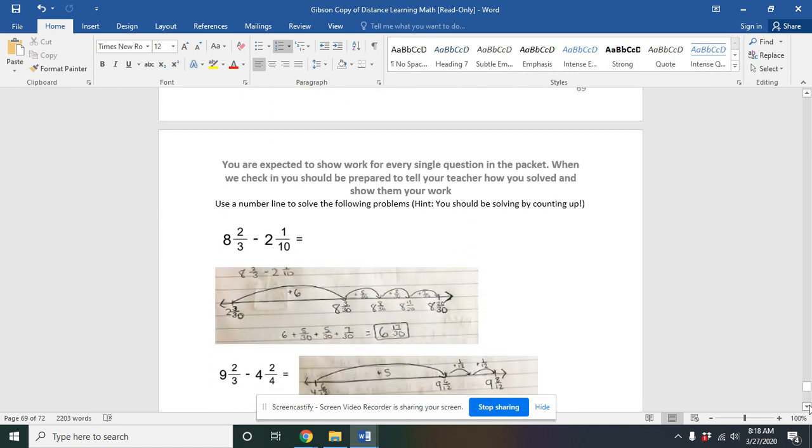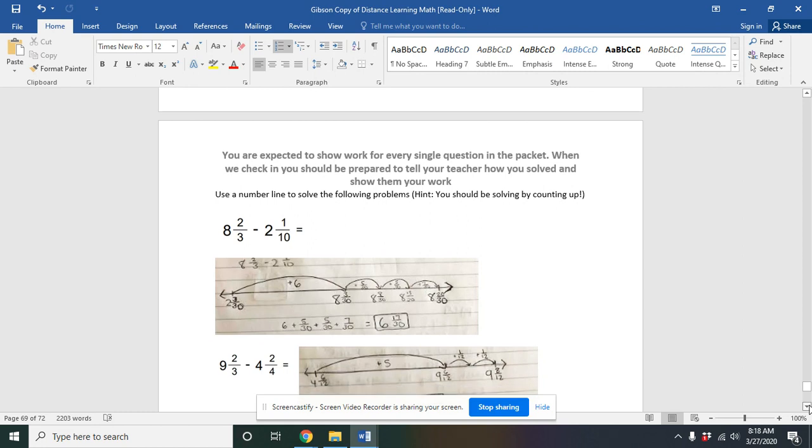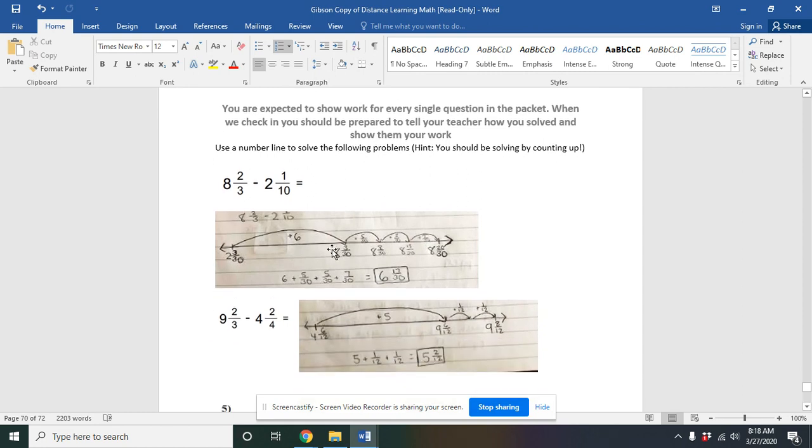Now, using a number line to solve the following problems, you should be solving by counting up. So I did not use this method when we were showing the other ways to solve by multiplying, subtracting mixed numbers. So this is all going to be on counting up only. So this strategy is very important as well. Okay, so I have 8 and 2/3 minus 2 and 1/10. So I'm going to go over one, and then you guys are going to check your work on the others. Of course, you need to be starring, correcting your work as you go, and making sure that you are understanding all of these concepts. Okay?